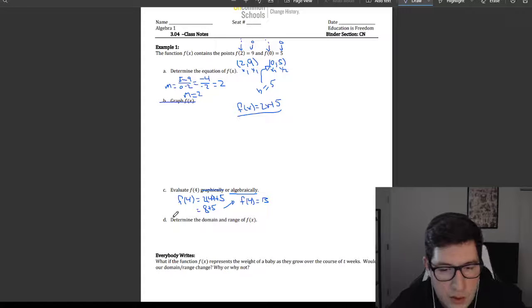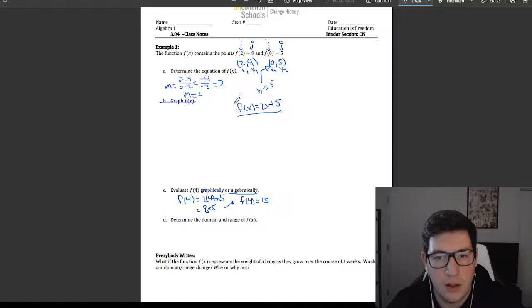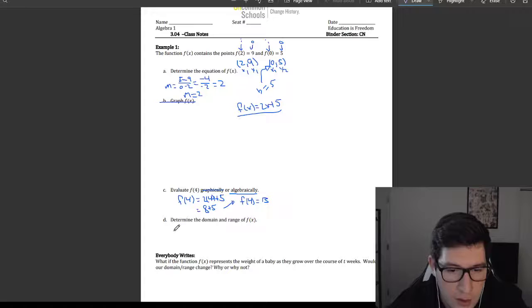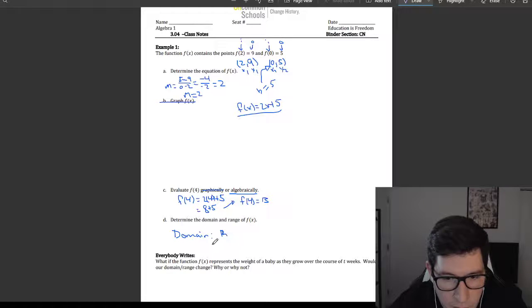And so now, down on D, it says to determine the domain and range of f of x. Well, it comes back to that question. If I'm looking at this function right here, 2x plus 5, I should be thinking where or how is this going to be restricted? And looking at this, we should hopefully be able to recognize that there aren't any restrictions. There are no restrictions on what x can be, and therefore no restrictions on what y can be. So I know that my domain is going to be equal to all real numbers. And likewise, my range is also all real numbers.